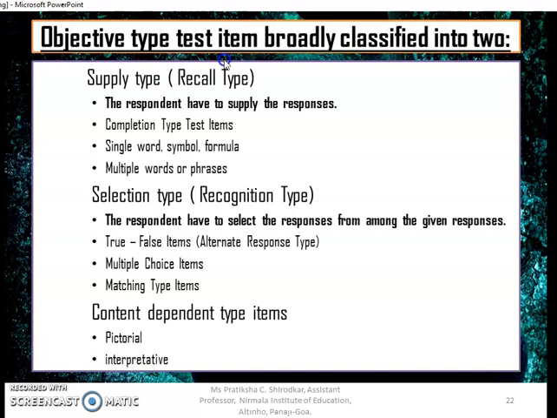So we have to be aware of what type of an item we are choosing and which category it falls in. If you go for completion test, multiple words or phrase or single word answer, it is supply type. Selection type is like true, false, multiple choice, matching type, wherein the answers are given, you just have to select the answer. That's why it is called selection type. Supply type, where you have to supply the answer. Content dependent types are pictorial and interpretative, wherein they have to answer the question based on the picture, which is a representation of the concept the teacher expects the students to explain.